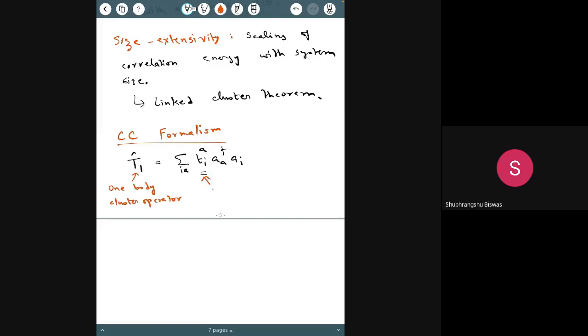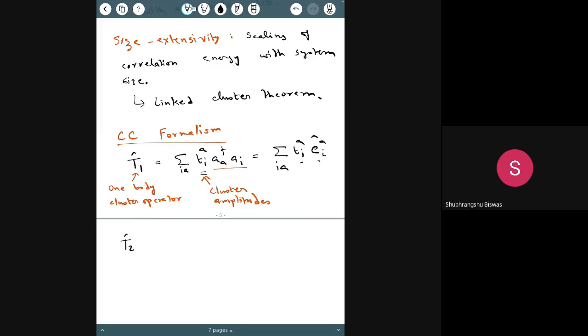And these are called cluster amplitudes. And this is the actual operator which generates the excited determinant, and that can be written in shorthand as the E_i^a operator. So every cluster operator has an amplitude part and an operator part.